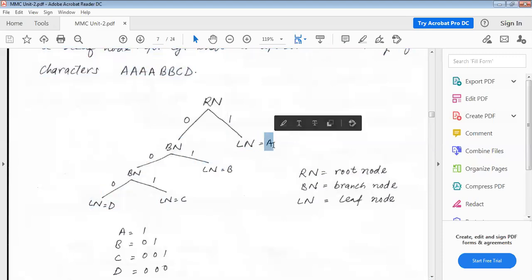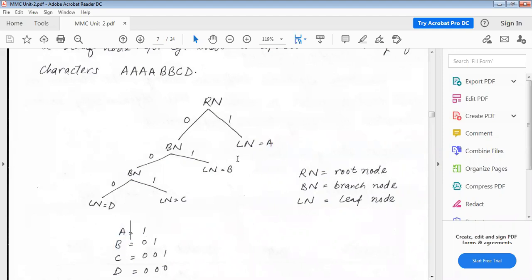So for this I will go from top to bottom, that is, from the root node to the leaf node. The root node here I have assigned as 1. So that is why character A is coded as A = 1. That means I'm going from top to bottom, root node to the leaf node. So for character A I will write 1 as the code word.